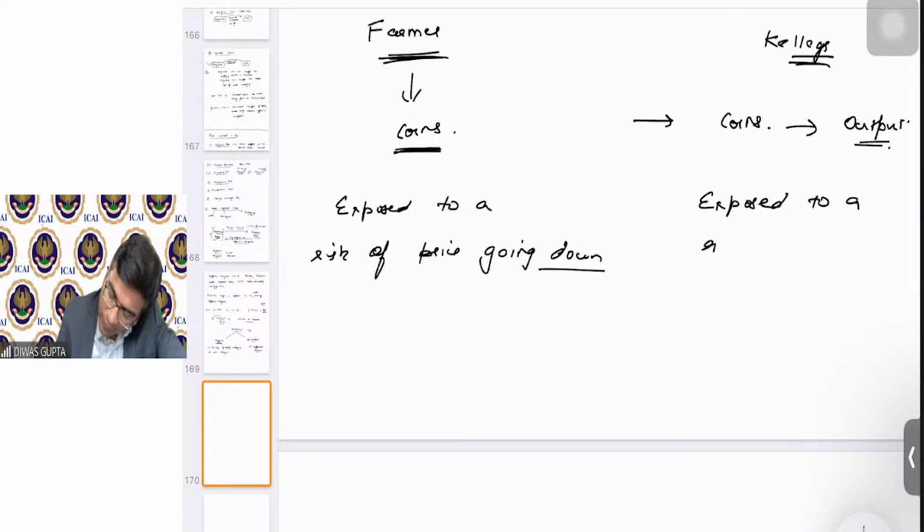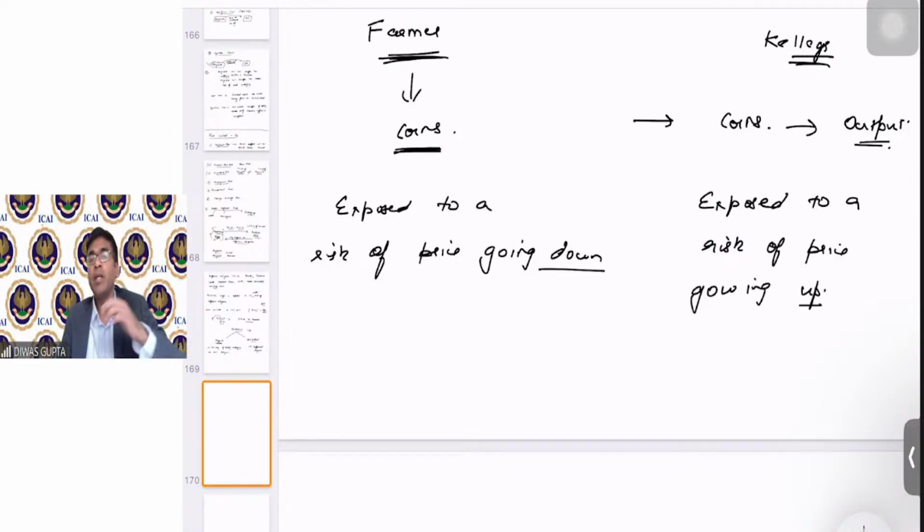Similarly, this company is exposed to a risk of the price going up. Because it uses corn as an input to the output that it produces, a price rise will mean that the company has higher input cost, which the company would want to avoid. So in this case, the farmer was exposed to a risk of price going down, and Kellogg's is exposed to the risk of price going up.